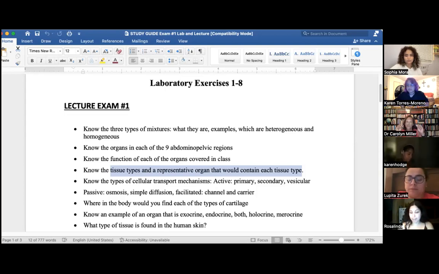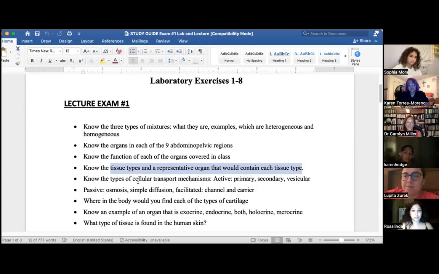So the tissue types and the representative organ I just gave you, and I'll repeat it in class tomorrow, for the simple: squamous, cuboidal, and columnar, stratified squamous, transitional, and pseudostratified. I just gave you the representative organ and the type of tissue in each one.